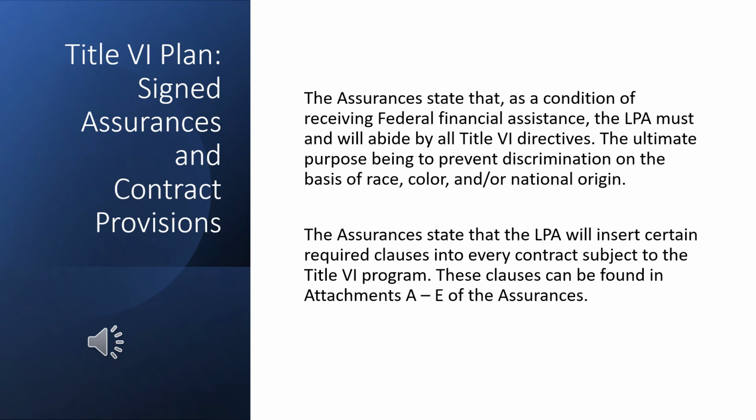The standard DOT assurances state that, as a condition of receiving federal financial assistance, the local agency will abide by all Title VI directives, the ultimate purpose, of course, being to prevent discrimination on the basis of race, color, and/or national origin. The assurances also state that the local agency will insert certain required clauses into every contract subject to the Title VI program, that is, federally funded contracts. These clauses can be found in attachments A through E of the standard DOT assurances.